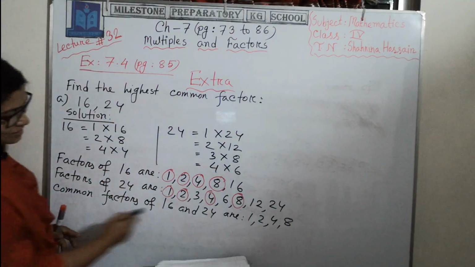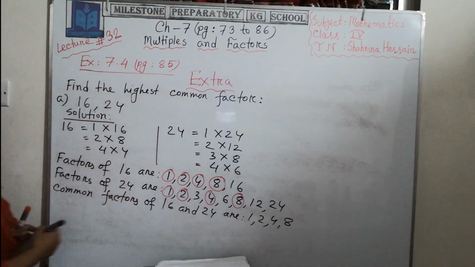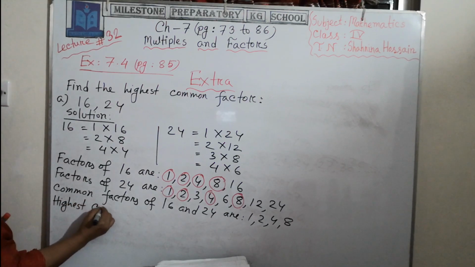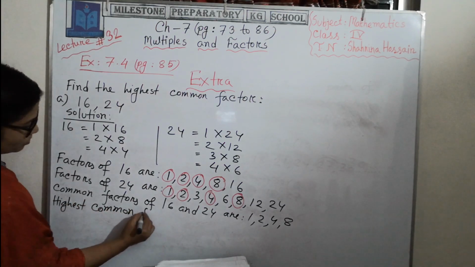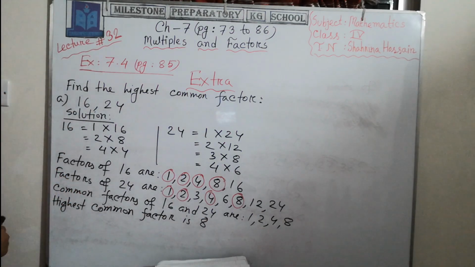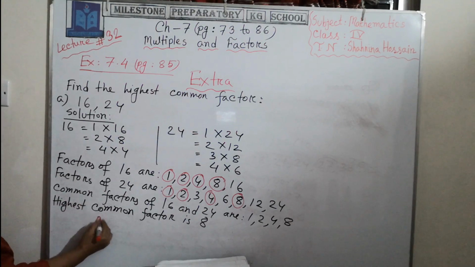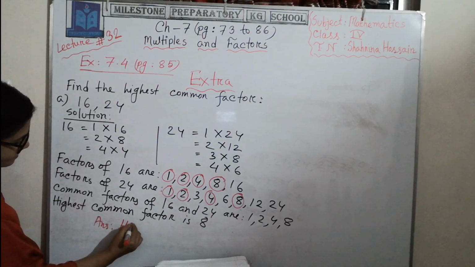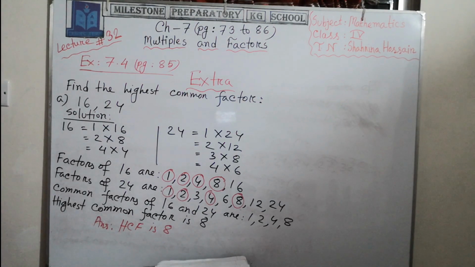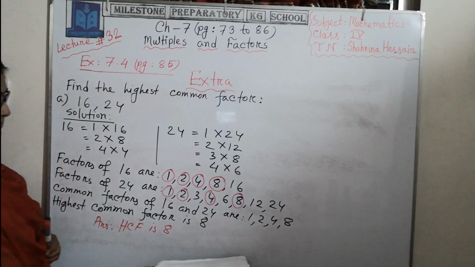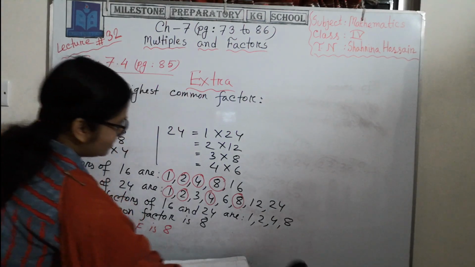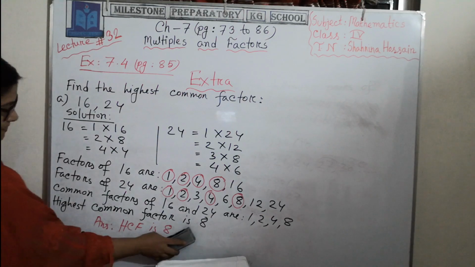So among these 4 factors, 8 is the highest. So our highest common factor is 8. So the answer is HCF is 8. Okay, clear? Now next one. Can I rub the board? Okay.